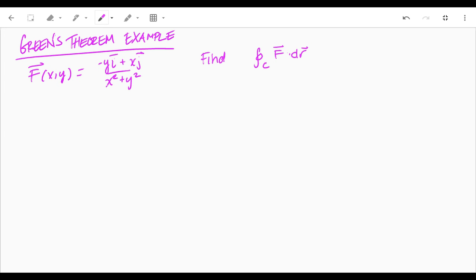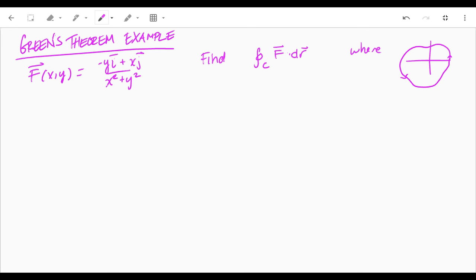So we have this vector field F, and we are supposed to find the line integral over C of F dot dr. And I think they say C is a positively oriented, simple, closed path that encloses the origin. Okay, so C, for example, would look something like this. So it's simply connected. Positively oriented.